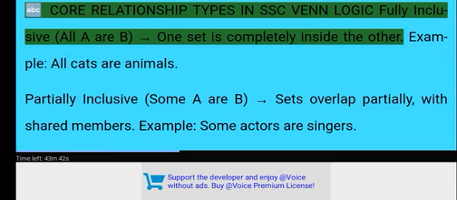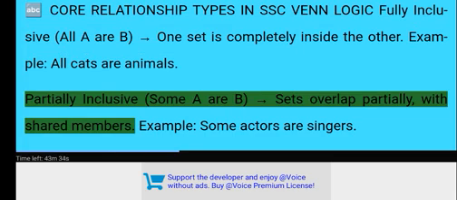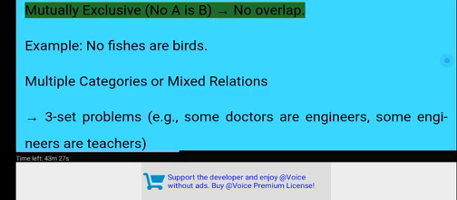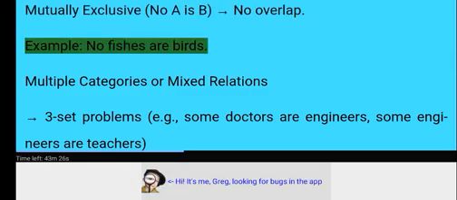Core relationship types in SSC Venn logic. Fully inclusive: All A are B. One set is completely inside the other. Example: all cats are animals. Partially inclusive: Some A are B. Sets overlap partially with shared members. Example: some actors are singers. Mutually exclusive: No A is B. No overlap. Example: no fishes are birds.